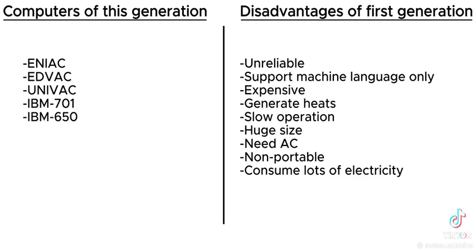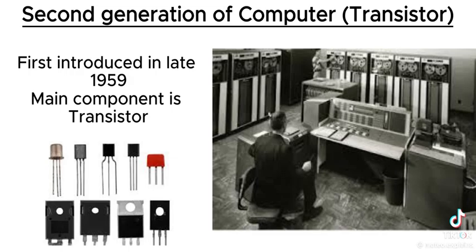They were massive, consumed tons of electricity, generated a lot of heat, and required air conditioning just to stay operational. They were slow, expensive, and only understood machine language. But they laid the foundation for everything that came after.